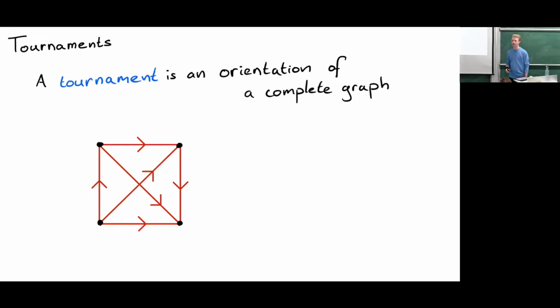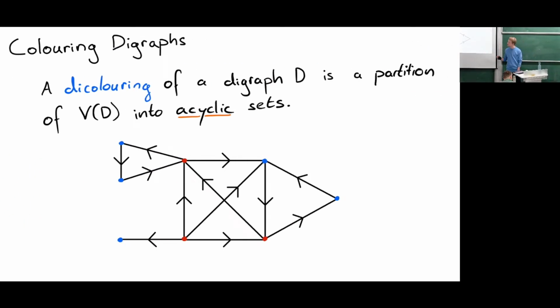Now, in general structural graph theory, we like coloring things. This is no exception. But what notion of coloring makes sense here? It's not immediately obvious. Every pair of vertices is adjacent. So we use a coloring notion for digraphs, dicoloring, where we partition the vertex set into acyclic sets. So if we look at this example, I have a red-blue coloring of this digraph here. And even though some of the color classes might contain cycles, like the red one, they're not directed. So each color class is acyclic.